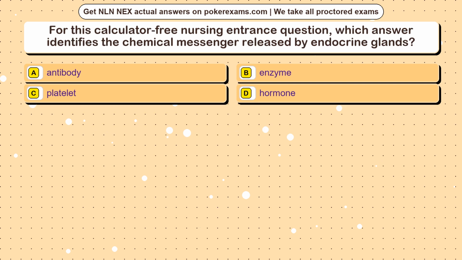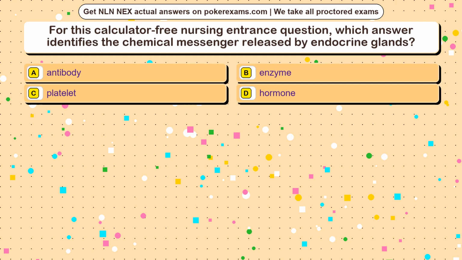Question 13. For this calculator-free nursing entrance question, which answer identifies the chemical messenger released by endocrine glands? Option A, antibody. Option B, enzyme. Option C, platelet. Option D, a hormone.